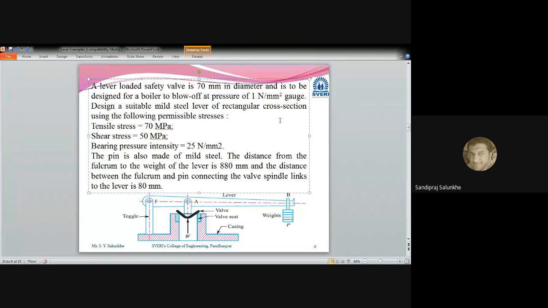Now this bearing pressure intensity and the pressure which we have seen previously are different. The previous pressure which is mentioned in the statement is the pressure of steam, whereas the bearing pressure intensity is the intensity of pressure which we are going to consider on the pin, that is where the bearing action is taking place. Now the pin is also made up of mild steel.